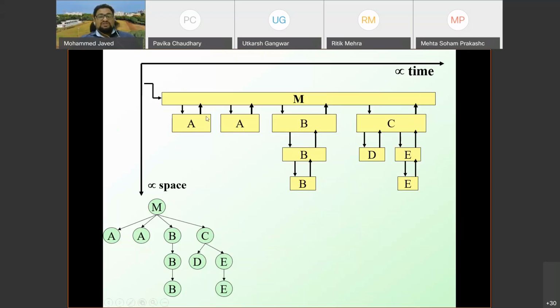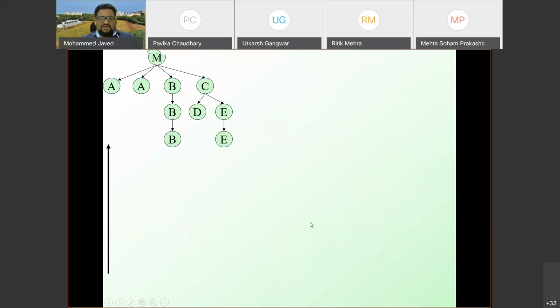So now the observation is that the time complexity of the recursion is proportional to the width of the tree, right? The time complexity of the recursive algorithm is proportional to the width of the tree, whereas the space complexity is proportional to the height of the tree, right? Space complexity is proportional to the height of the tree. So now let us do some kind of analysis here.